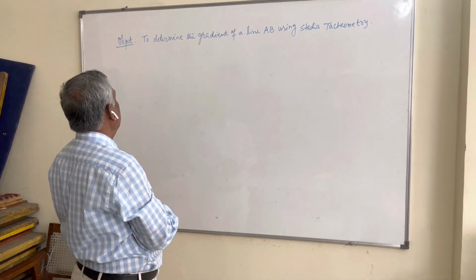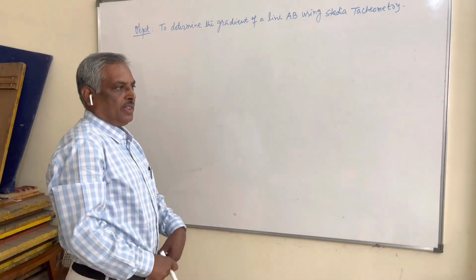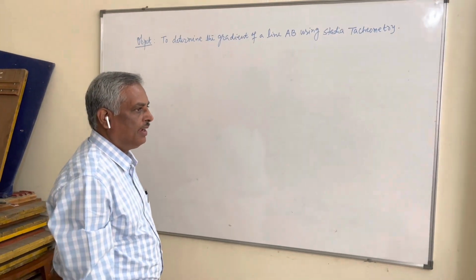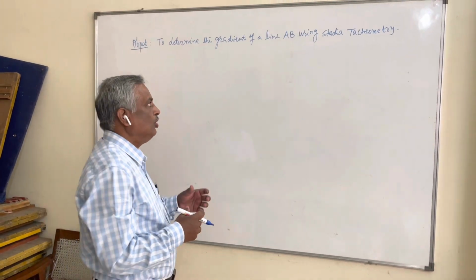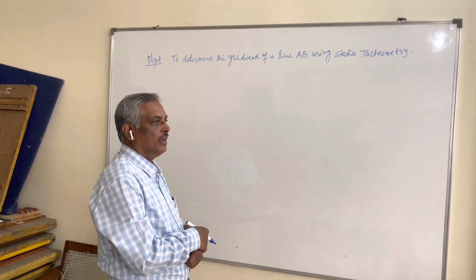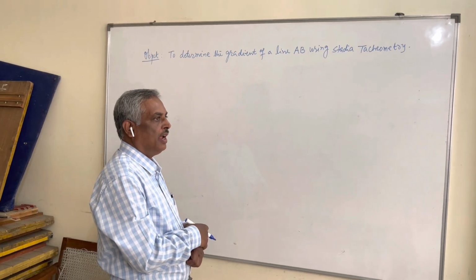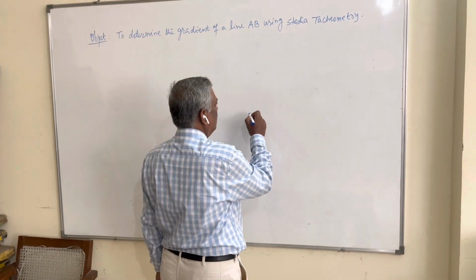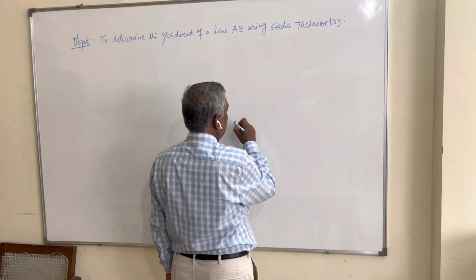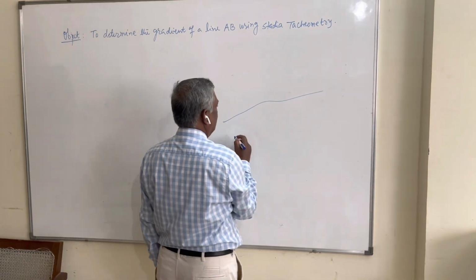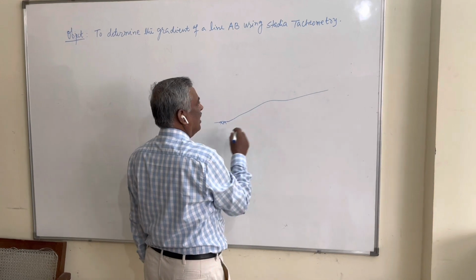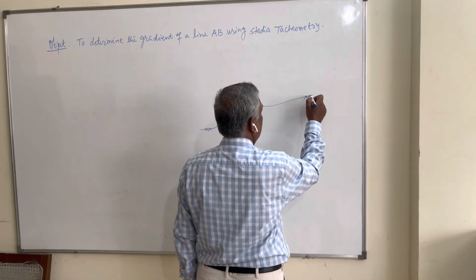So this is the experiment. Next experiment after observing the horizontal and vertical angles. Now we are going to use the horizontal and vertical angles to find the gradient of a line between 2 points A and B. Suppose this is the ground level. This is the points. One is on the ground, and this is on the roof.